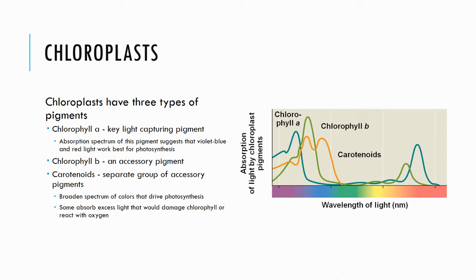Chlorophyll B is an accessory pigment, and then we have carotenoids, which are a separate group of accessory pigments, and those help broaden the spectrum of color that drives photosynthesis, and they can absorb excess light that would damage chlorophyll or react with oxygen.